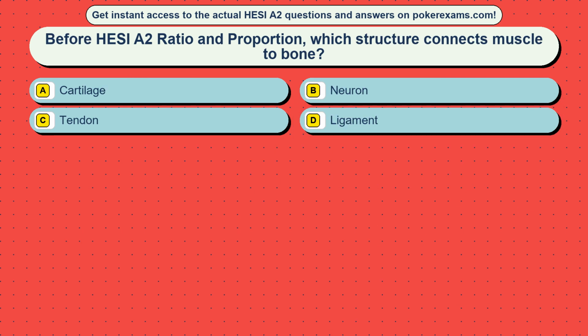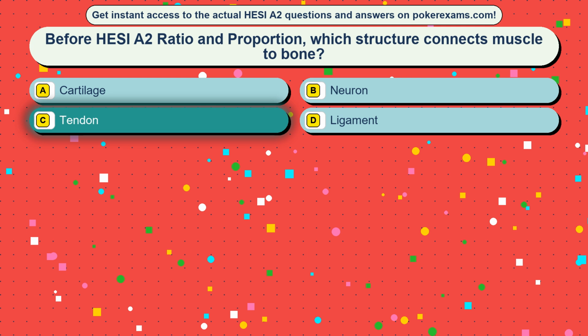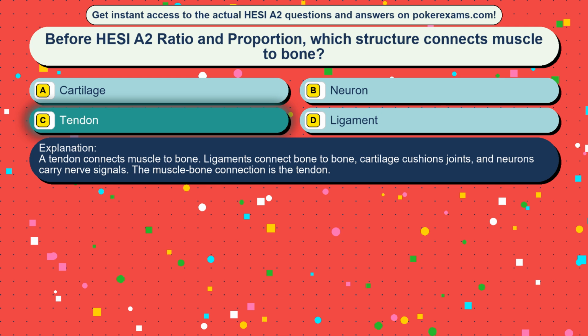Question 35. Before HESI ratio and proportion, which structure connects muscle to bone? Option A, cartilage. Option B, neuron. Option C, tendon. Option D, ligament. The correct answer is option C, tendon. A tendon connects muscle to bone. Ligaments connect bone to bone. Cartilage cushions joints, and neurons carry nerve signals. The muscle-bone connection is the tendon.